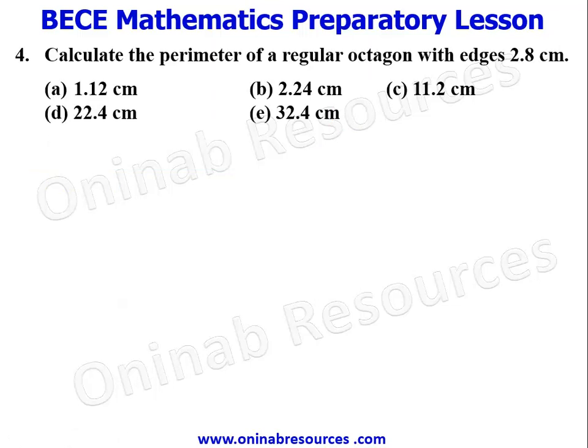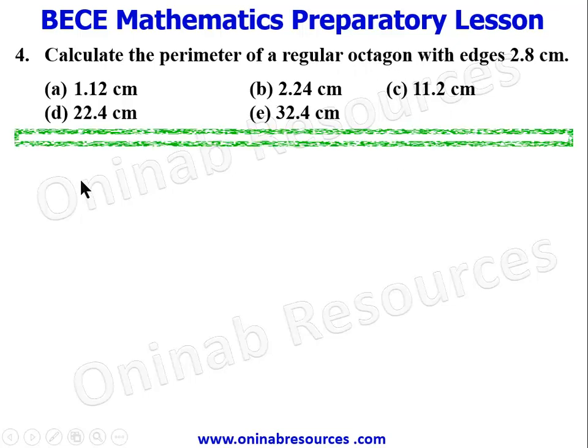For problem 4, calculate the perimeter of a regular octagon with edges 2.8 centimeters. So meaning the sides of the octagon is 2.8 centimeters. We know that an octagon is an 8-sided polygon, and for it to be regular, it means all the sides are equal, all the angles are equal. So to find the perimeter of this, we just take the side and multiply by 8.